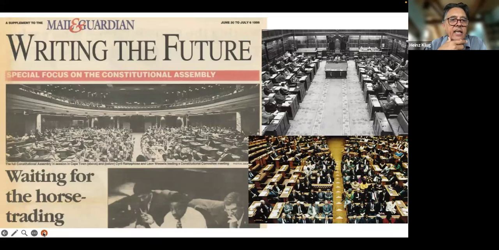And here you see the Constituent Assembly meeting, and the people meet in Parliament as both the lower house and the upper house of the new Parliament meet together as a 400-person Constitutional Assembly. And they had 2 years to write the final constitution for South Africa, what is today the 1996 Constitution. Next slide, please.